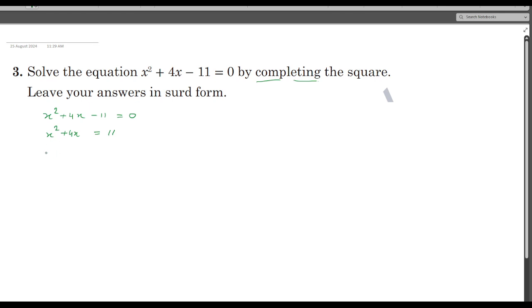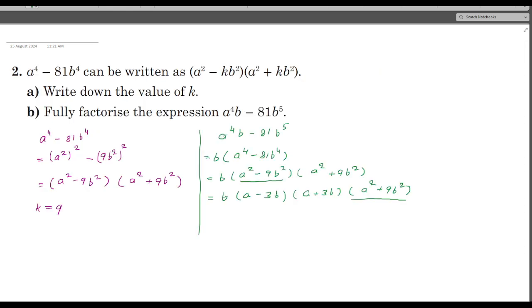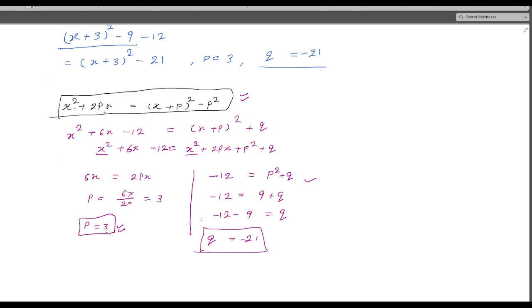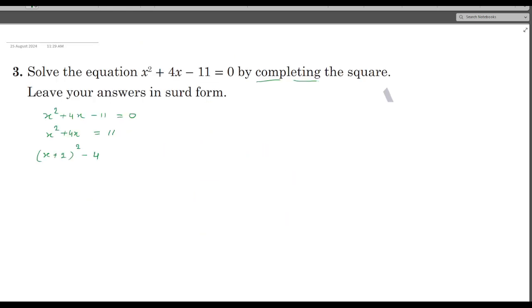Now x square plus 4x can be written as x plus 2 the whole square minus 2 square. 2 square is 4. In question number 1, we discussed this identity: x square plus 2px is x plus p the whole square minus p square. So using that identity, I will write this x square plus 4x as x plus 2 the whole square minus 4, and this is equal to 11. So that gives me x plus 2 the whole square is equal to 11 plus 4, which is 15.